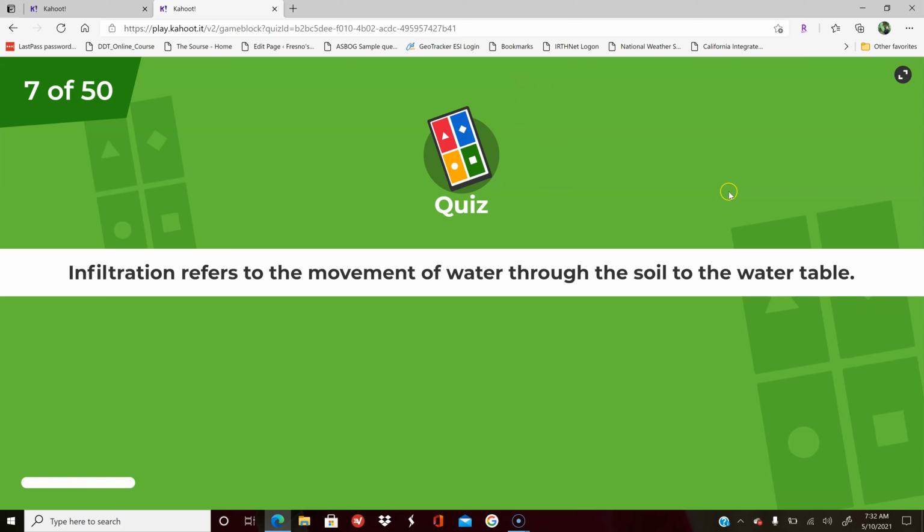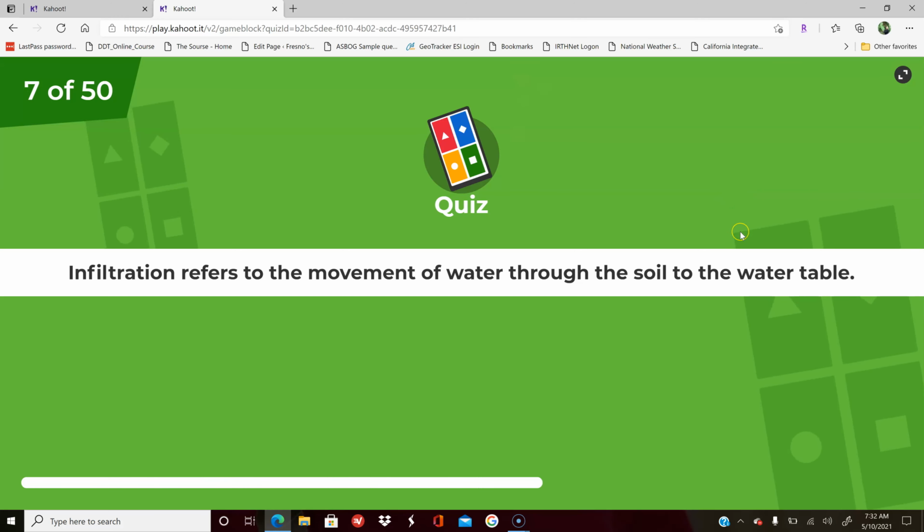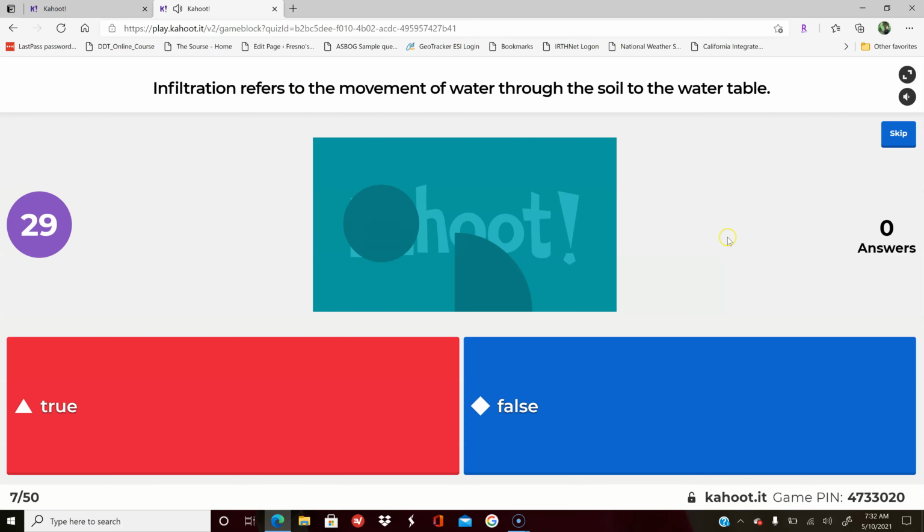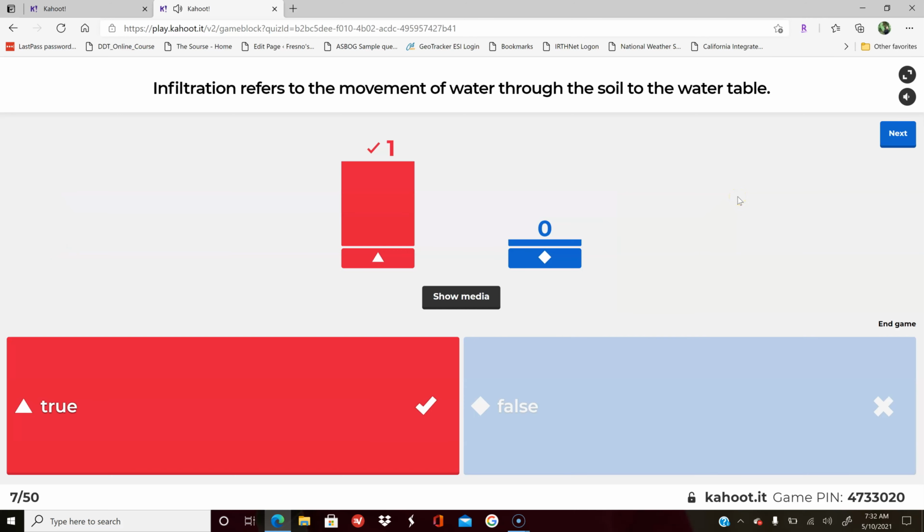All right, question 7. Infiltration refers to the movement of water through the soil to the water table. So this is true. Infiltration is the recharge of water from the surface to the groundwater.